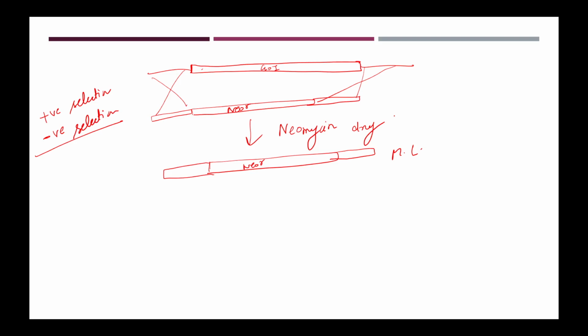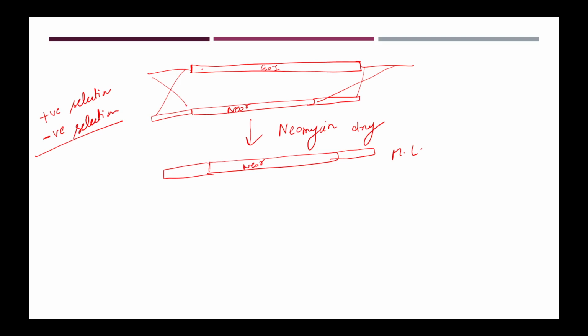So if you provide neomycin drug, then the cells which have integrated this particular neomycin resistance gene, those only will get selected. Okay, and other cells which have not added this neomycin resistance gene in their genome or in their chromosome will be dead or will be eliminated. Okay, so this is called positive selection. Presence of the neomycin resistance gene is selecting those particular populations of cells. Okay, so this is positive selection.